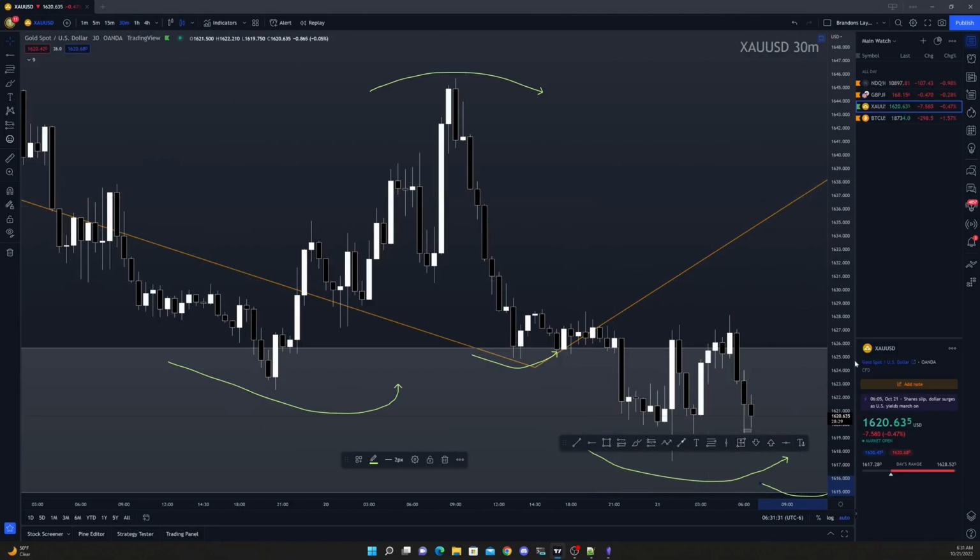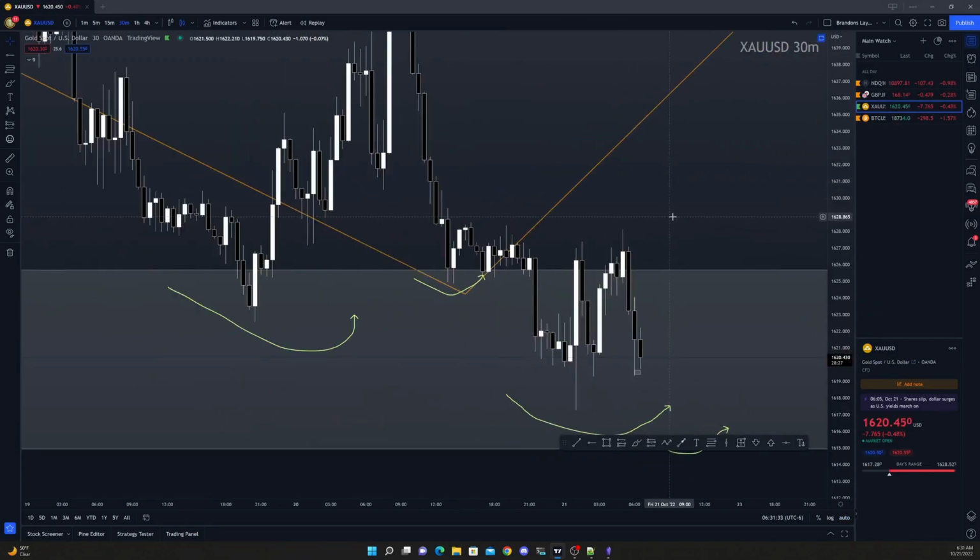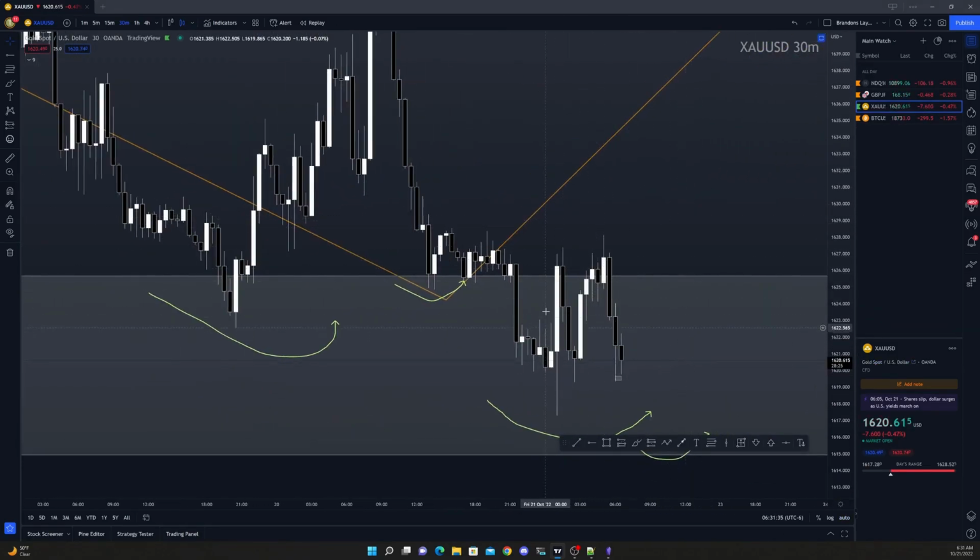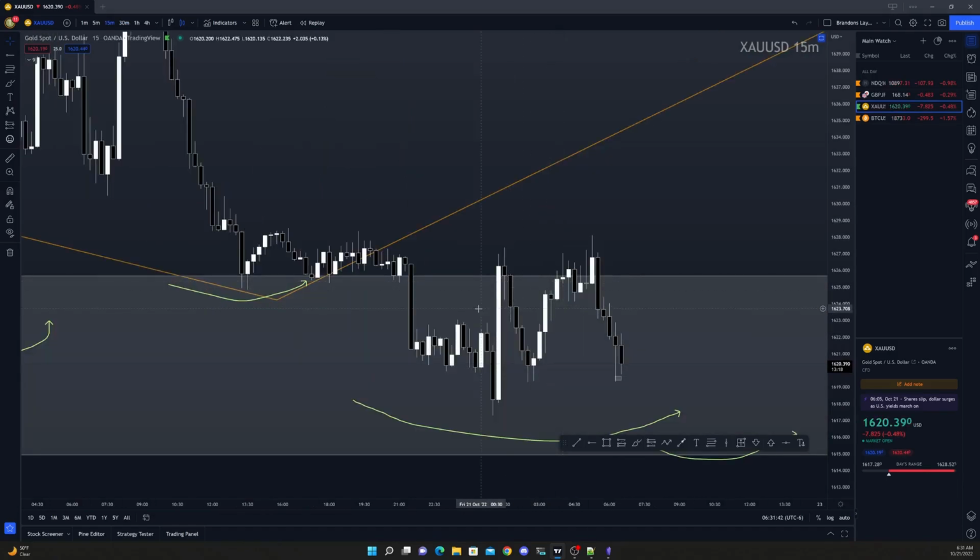Okay, so what are we looking for? Well, price seems to have come down into here and now started to break up. Okay, well, if we continue to zoom in, we'll see the story that price is telling us. Okay, so price broke down here and it came down and it finally came back up.